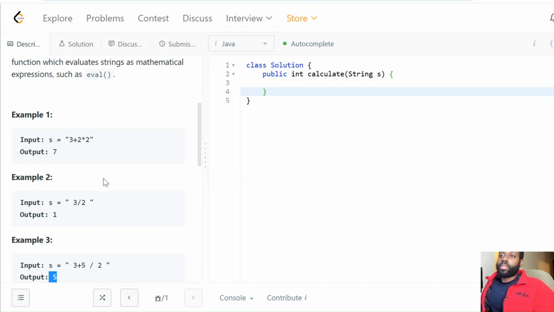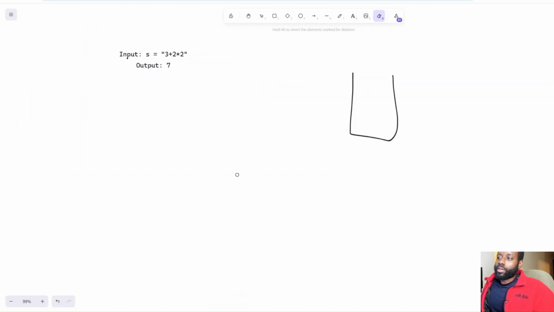The way I'm thinking we could solve it, maybe it's better off if we go into the whiteboard and we can brainstorm together. So this is the whiteboard here. I went ahead and drew it. We'll be doing a stack-based approach.